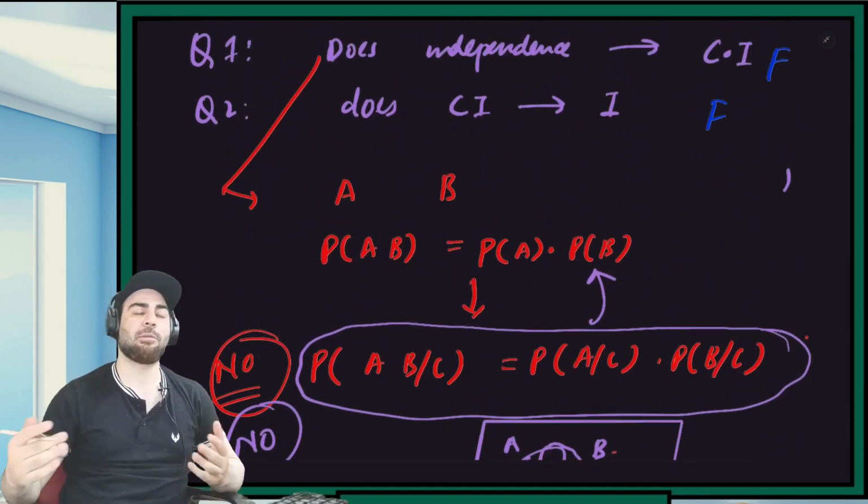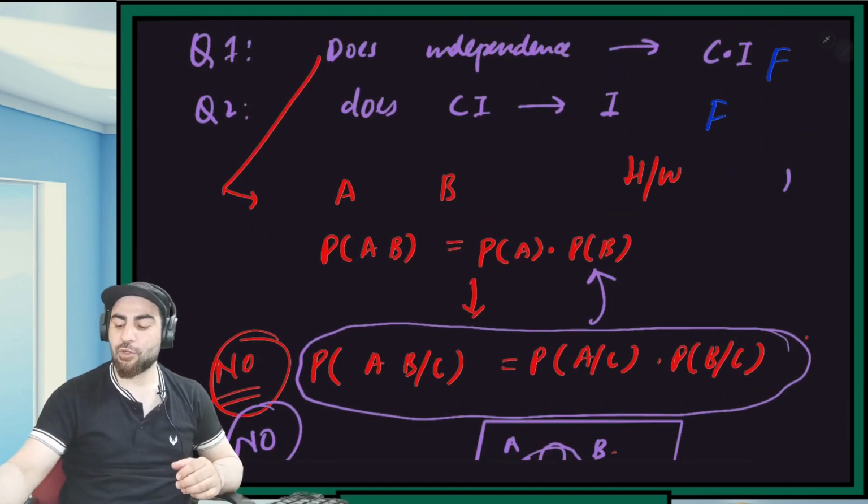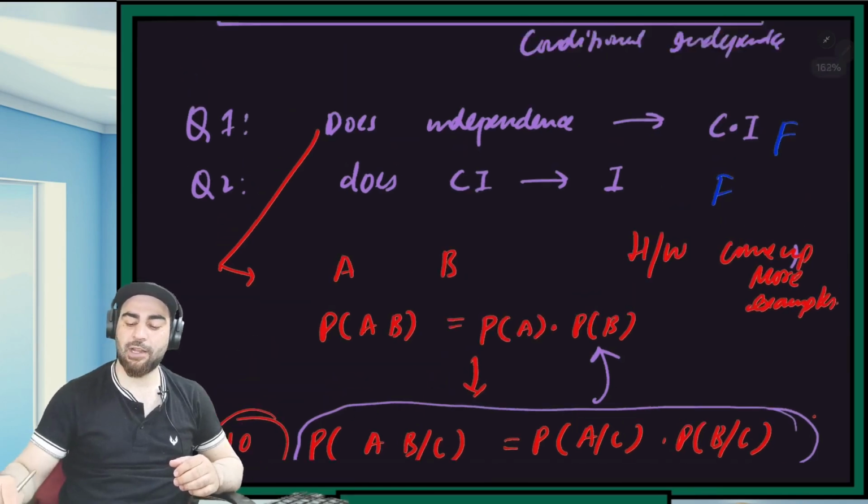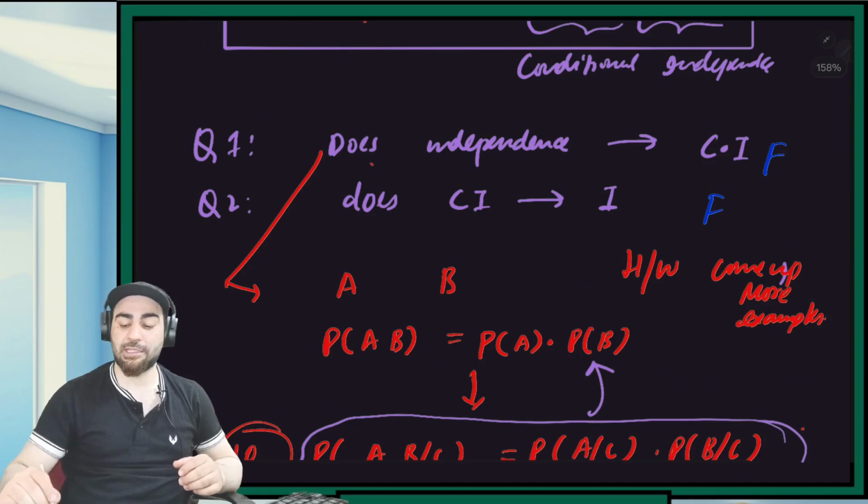Okay, and you should try to come up with different answers. So the homework for you is to come up with more examples, examples from the real world, where these two things do not imply each other. That is, does independence imply conditional independence? No. And does conditional independence imply independence?